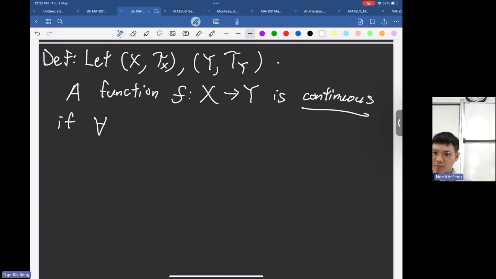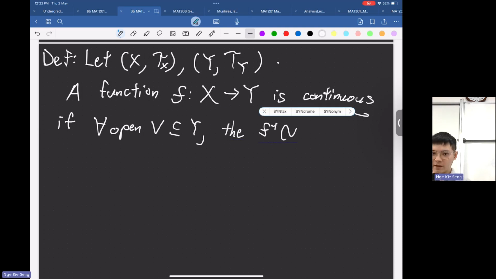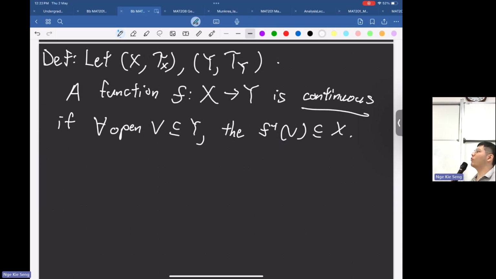For every open set in Y, let's say V, the inverse image of V is also open in X. So you see there are two openness involved here. It's different. One is open in Y, one is open in X. Potentially X and Y could have different topology. So you just require that for every open set V in Y, the inverse image of V is open in X. This really generalizes the epsilon-delta definition.